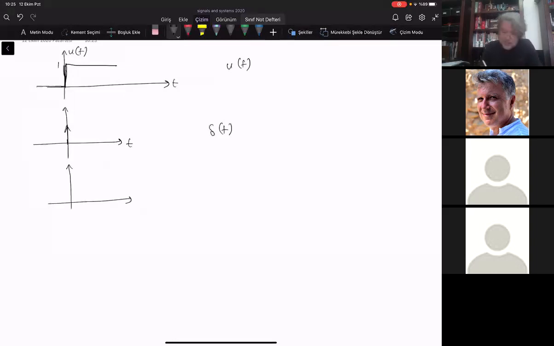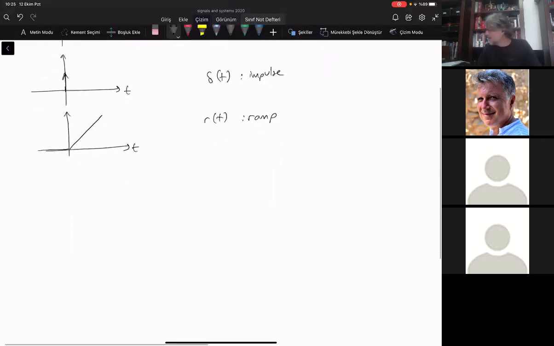Another commonly used signal is a unit ramp signal, which is zeros here and then with a slope of 1, it increases. So x of t is actually t times u of t. And in the book, they give a name to this one. They say this is r of t, which is the ramp. Let's write the names. This is impulse. This is step. What other things can we think of?